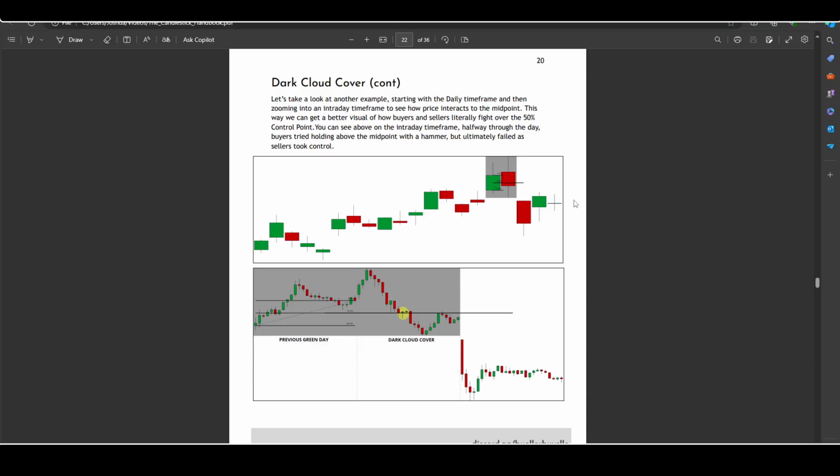Let's take a look at another example, starting with the daily time frame and then zooming into an intraday time frame to see how price interacts with the midpoint. This way we can get a better visual of how buyers and sellers literally fight over the 50% control point. You can see above on the intraday time frame, halfway through the day, buyers tried holding above the midpoint with a hammer, but ultimately failed as sellers took control.